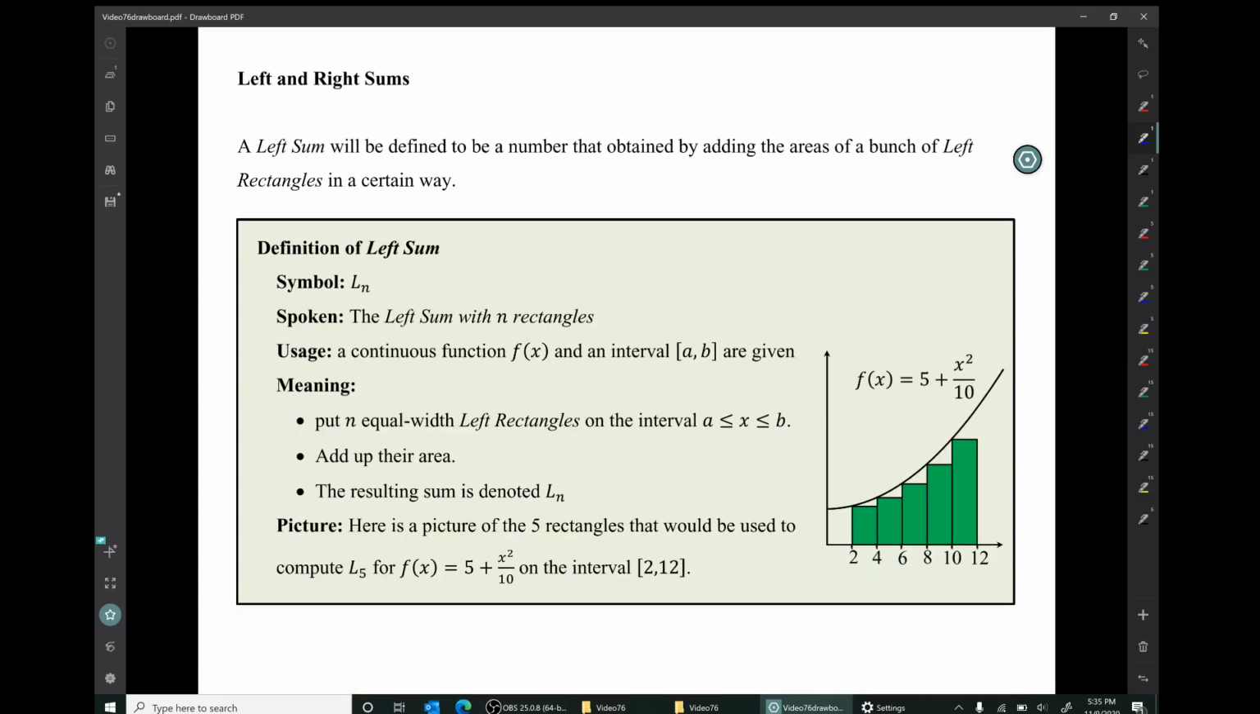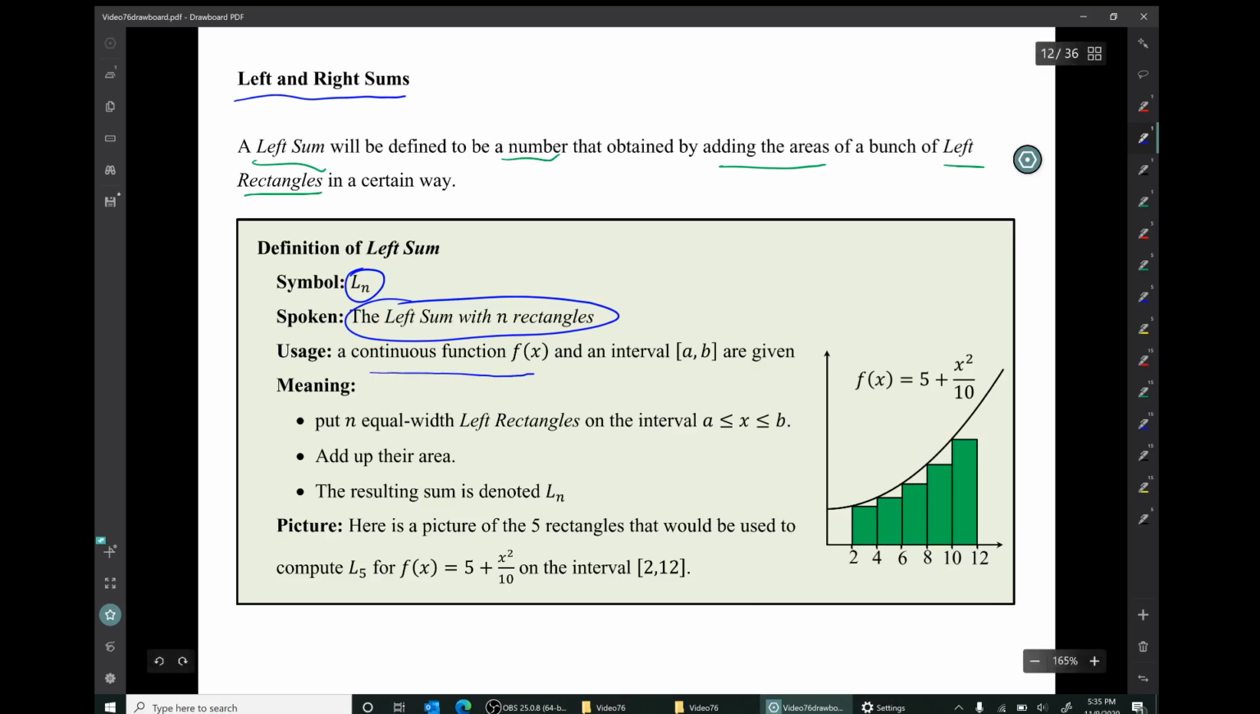Now I want to talk about what are called left and right sums. A left sum will be defined to be a number that is obtained by adding the areas of a bunch of left rectangles in a certain way. So the symbol for left sum will be this, capital L subscript n, and it's spoken the left sum with n rectangles. Now you use this symbol when you have a continuous function f of x and an interval a comma b, a closed interval, given. Now what does that symbol L subscript n mean? What is the left sum with n rectangles?